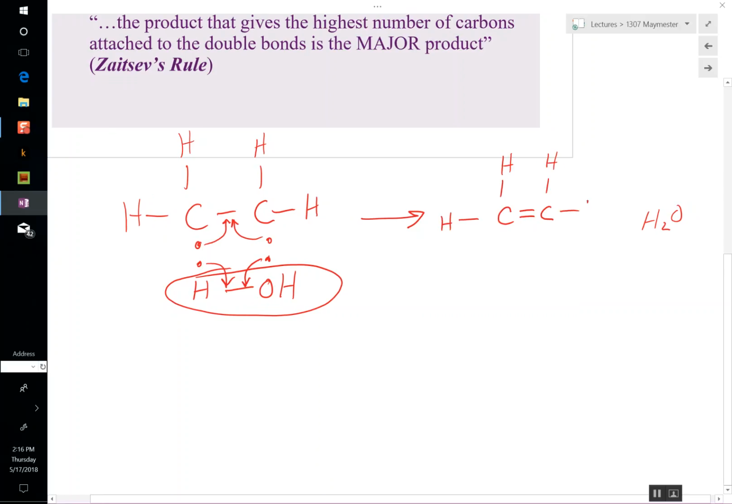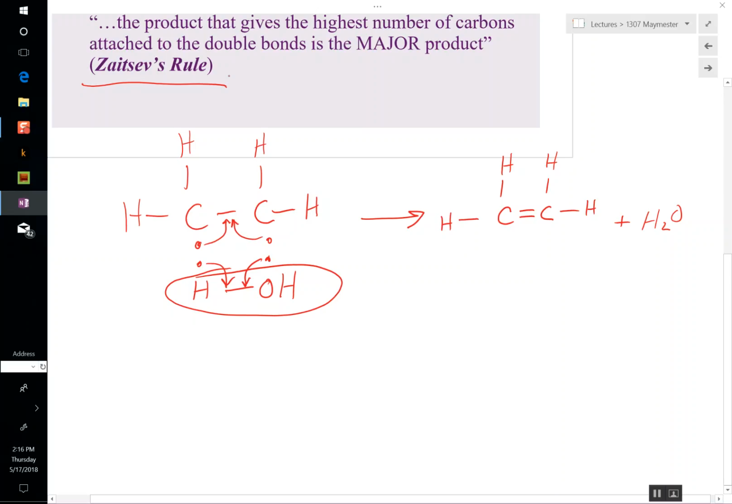So the dehydration of an alcohol, eliminating a water molecule from a molecule, is going to produce an alkene. So the dehydration of an alcohol produces an alkene. All right. Enter Zaitsev. We don't need to invoke Zaitsev's rule right here because there's no major and minor product. There's only one product. This is the only product you get from the dehydration of ethanol.